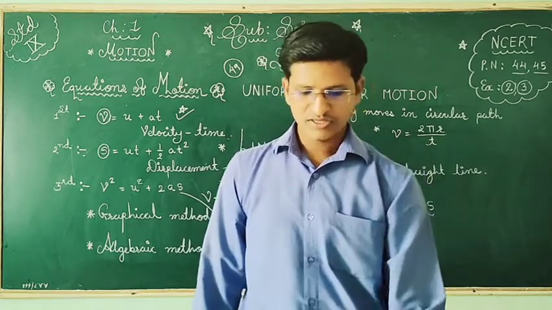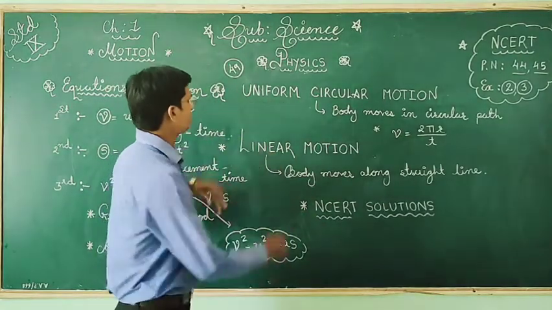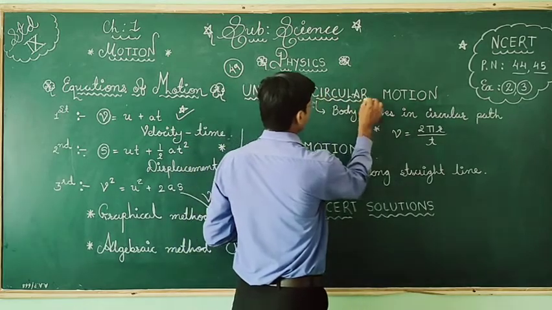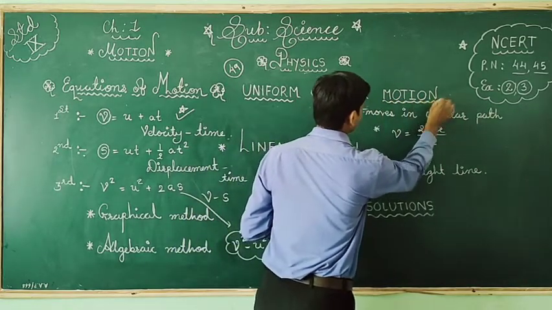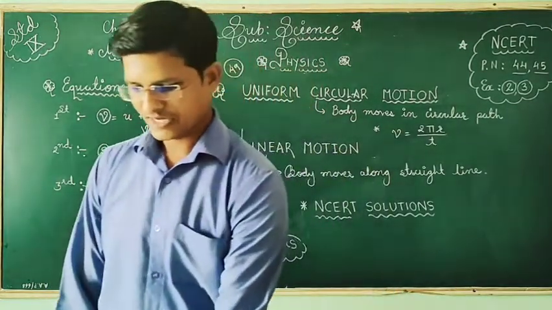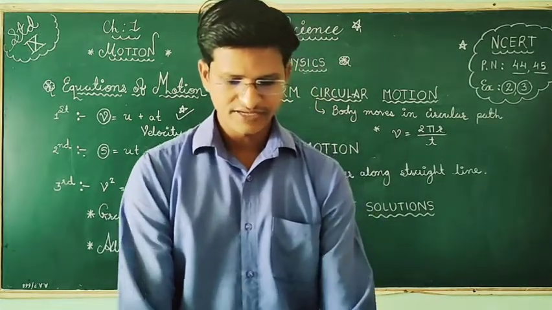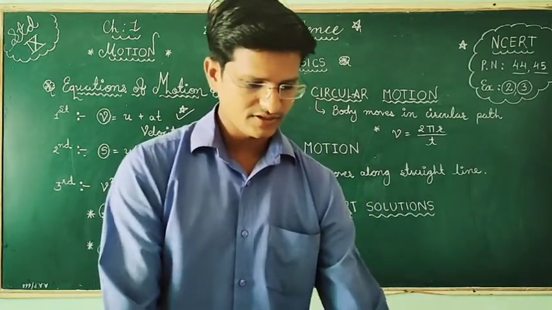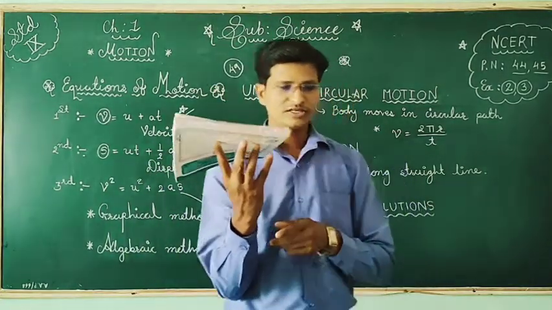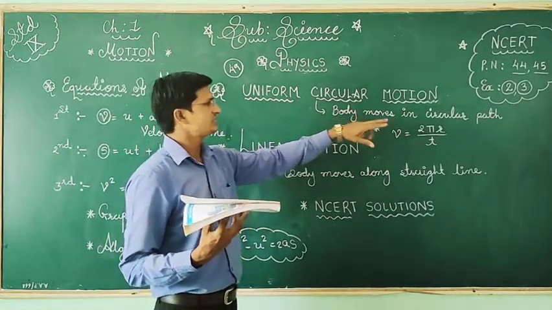Now come to the important topic, the last topic of this chapter, uniform circular motion. We can do a small activity also. If I take this textbook or any other textbook, what is mentioned here? In uniform circular motion, the body moves in a circular path.